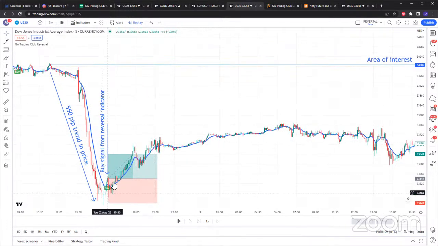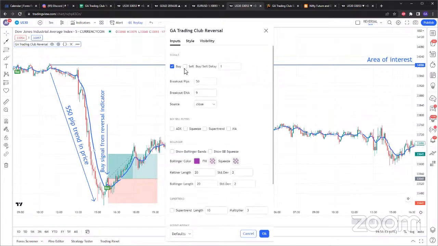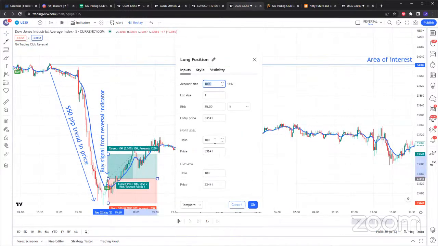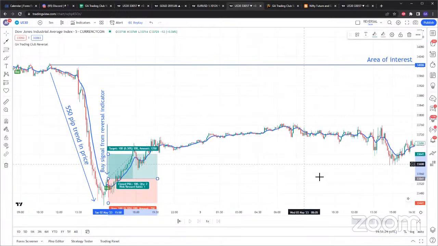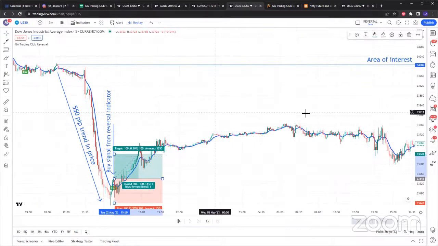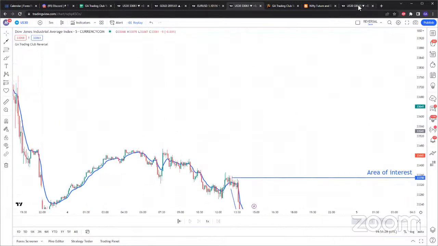Then you just wait. If you're looking for buys only, turn off the sell signals, wait for the buy and enter. For US30 here, I'm pretty sure this was 100 pips TP, 100 pips stop loss. And that's what I was saying: I go for double what I would go for on a normal day.